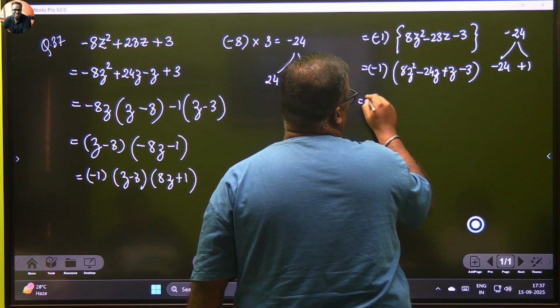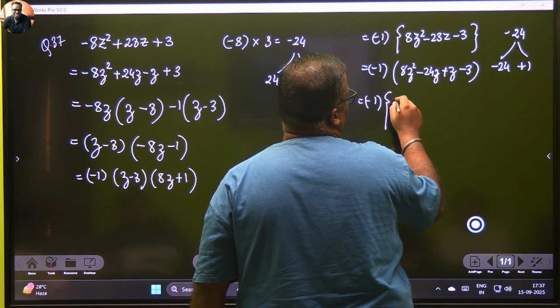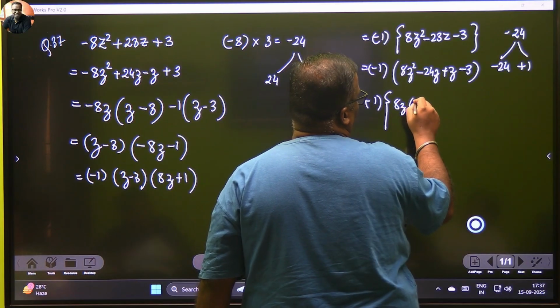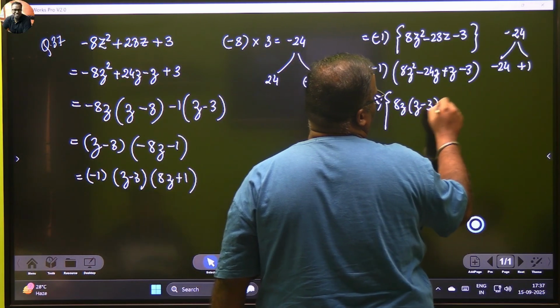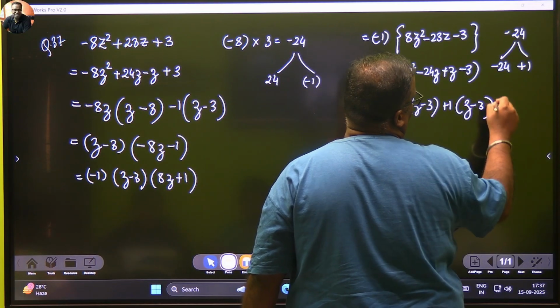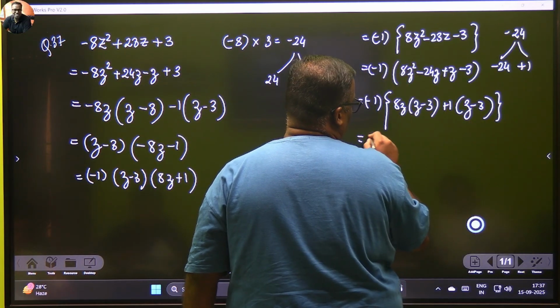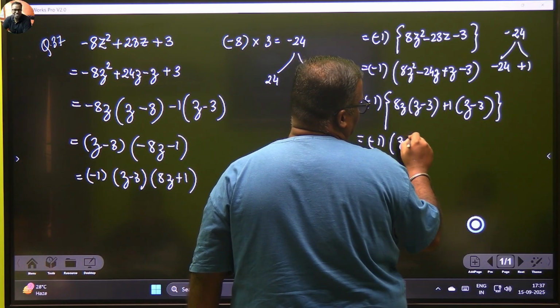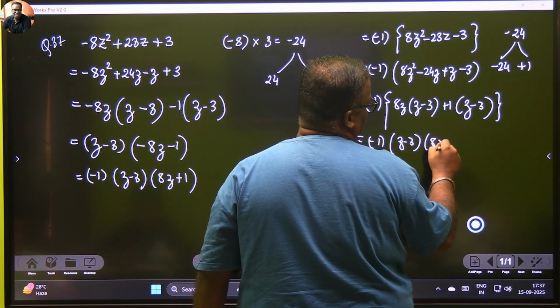So further negative 1 stays there. So you take 8z common, z minus 3. You have to get a z minus 3 out here. So you take a positive 1 common. So your problem is done now. Negative 1, z minus 3, 8z plus 1.